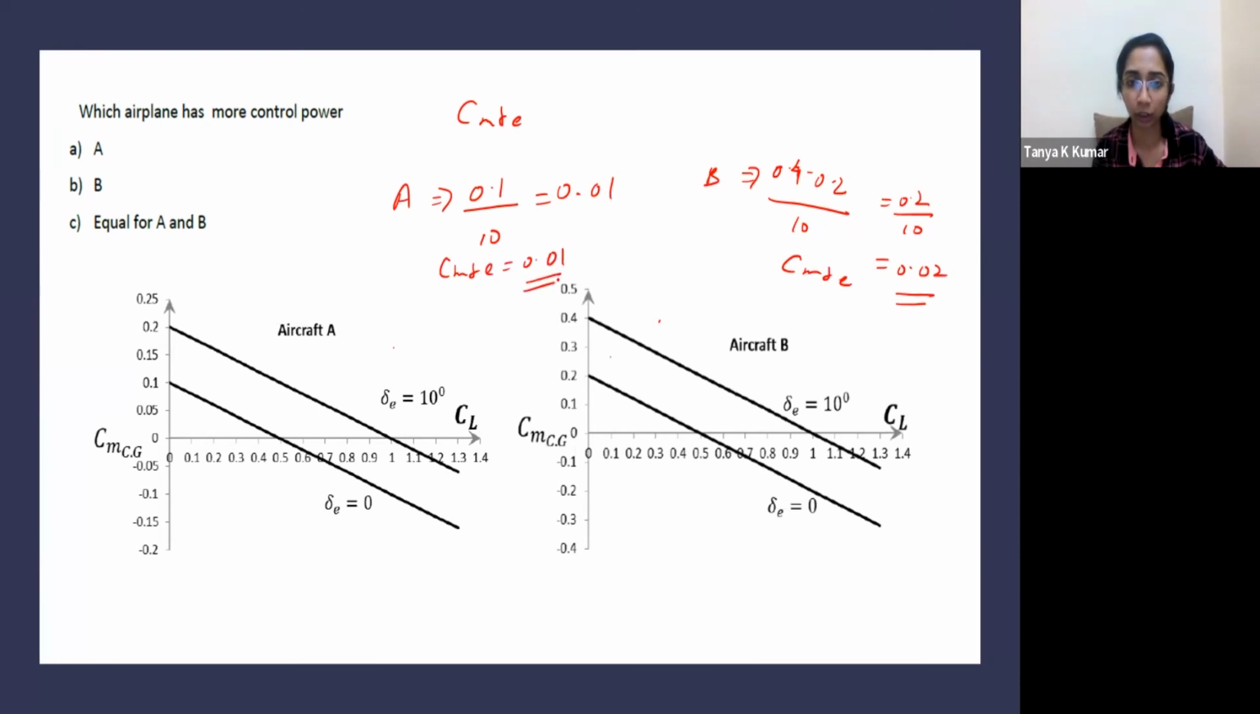For aircraft A, it is 0.01 and aircraft B, it is 0.02. So aircraft B has more control power. Okay?